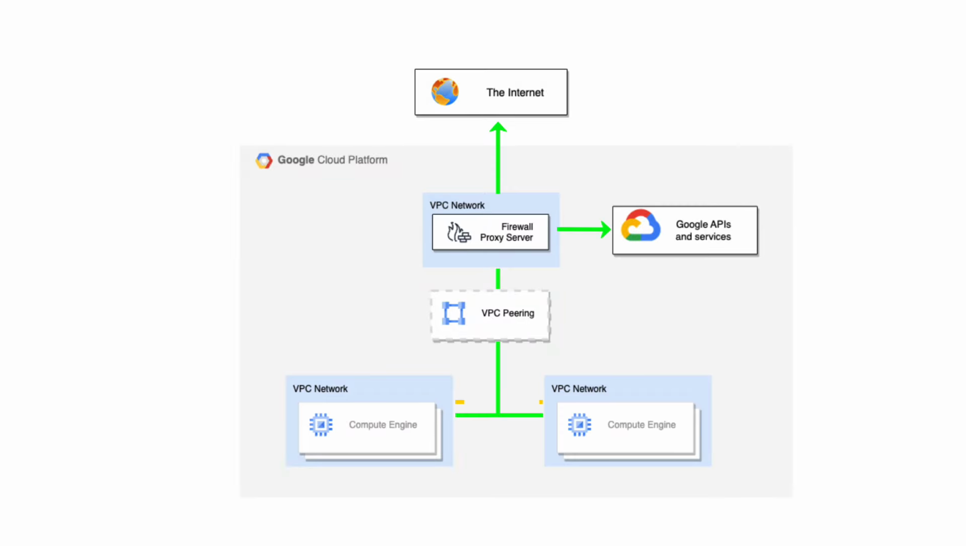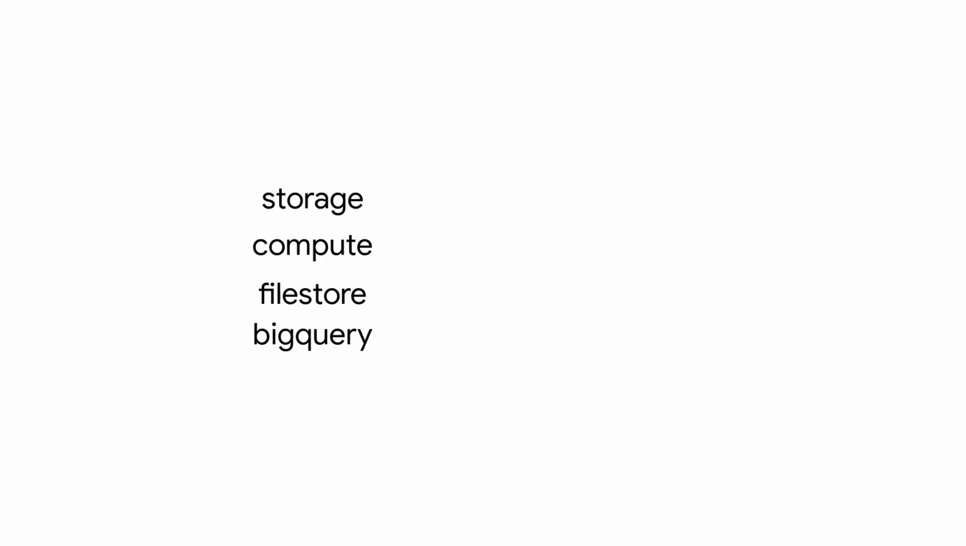The solution here is to configure a static route so that traffic destined for googleapis.com and other Google Cloud domain names can bypass the proxy server. Most of the API endpoints for cloud services like Cloud Storage, Compute, Filestore, BigQuery, and many more are all subdomains of googleapis.com. There is, however, one big caveat. Network routes are configured using IP addresses and not domain names.